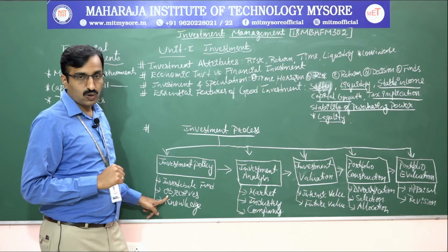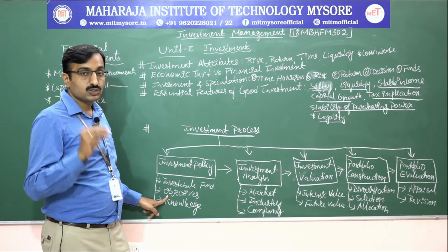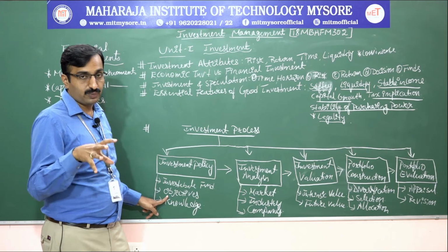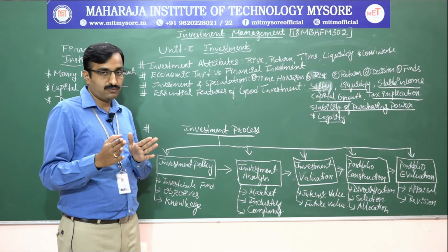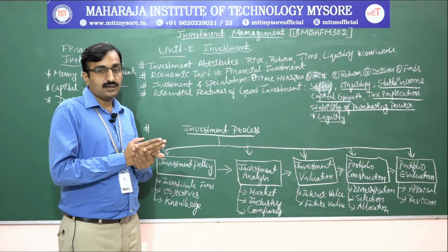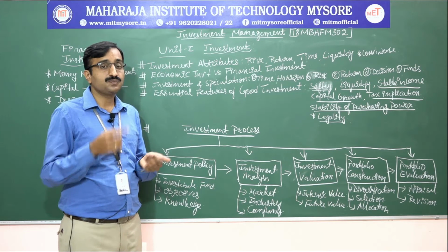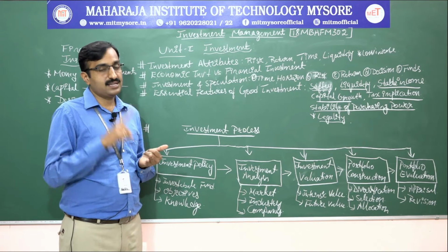Next, objective. Objectives mean the investor should know the objective of the investment. We categorize that in terms of types of investor. For example, based on risk, we categorize the investors into risk takers and risk averse.